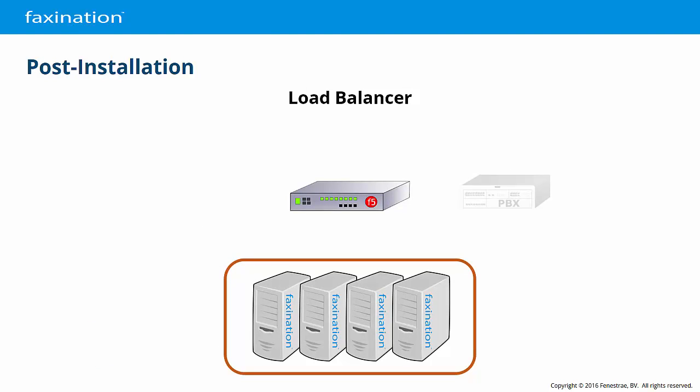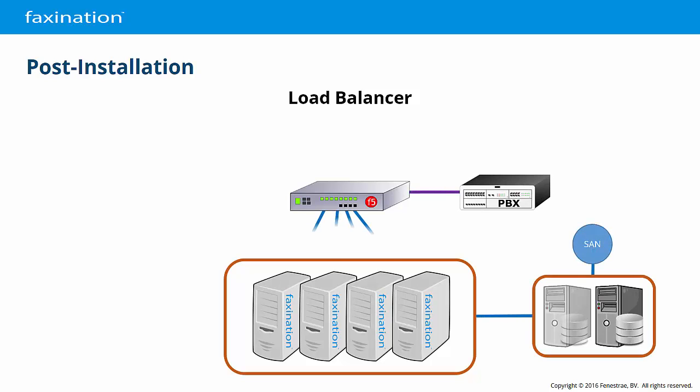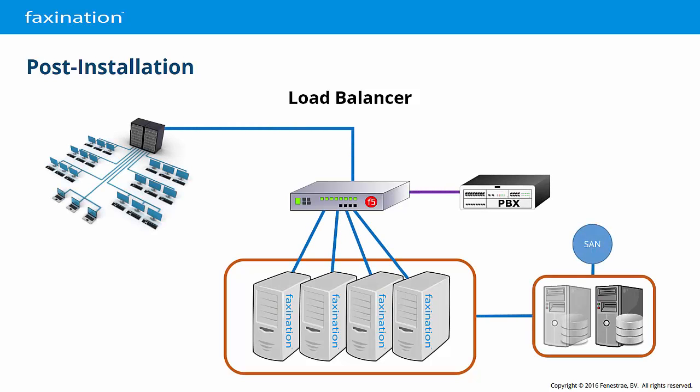At this point, we have 2 or more Faxination kernel nodes configured. They are fully functional, but they can only be addressed individually. They don't yet exist within a cluster. We'll use a hardware load balancer to create the cluster and distribute inbound jobs to those nodes.